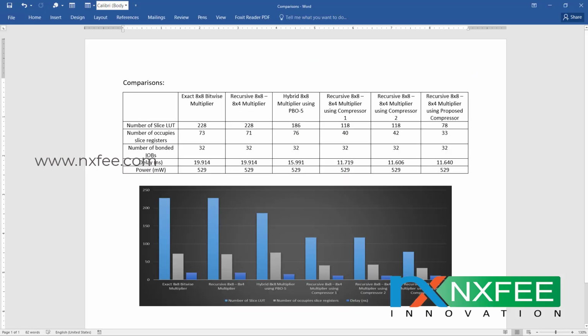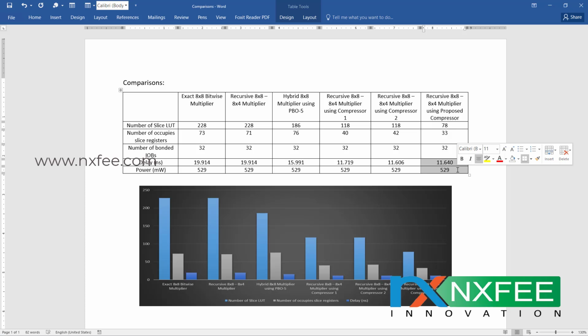Here we analyze these works in the comparison table. Here you can verify the exact 8x8, recursive and hybrid PBO, and recursive 8x4 with compressor 1, compressor 2 and the proposed compressors. You can analyze the logic sizes of LUTs; the LUTs are compressed totally, occupying only 78. There are 33 occupied slices and 32 IOBs, which is normal, and delay and power are maintained the same only. Why? Because it almost depends upon the logic utilization.